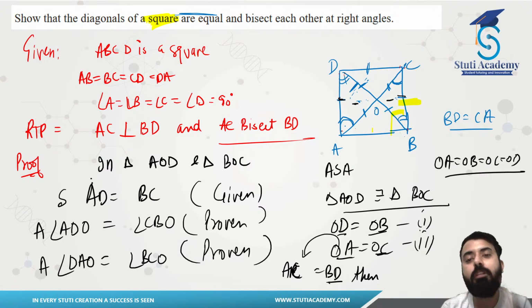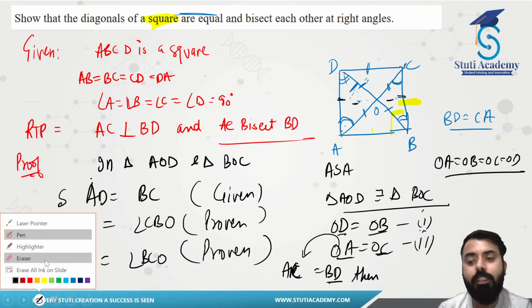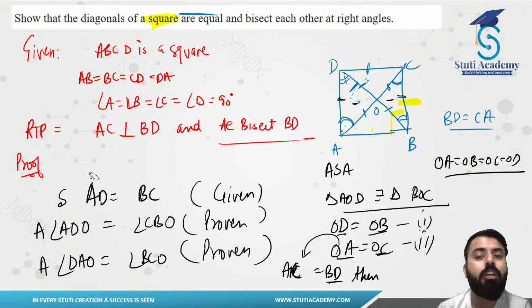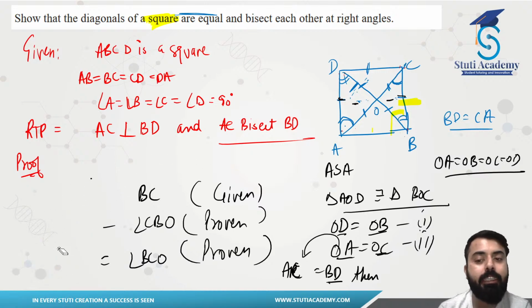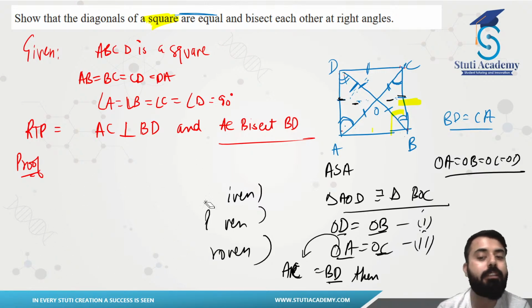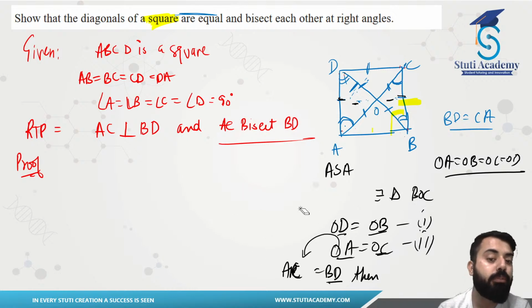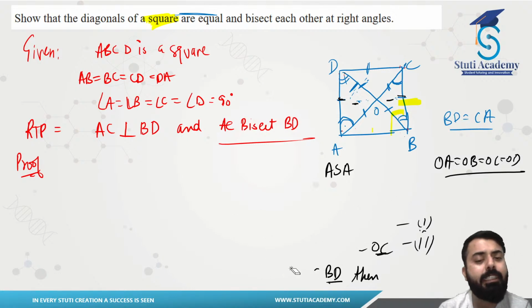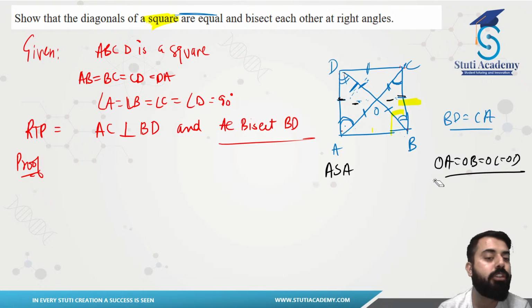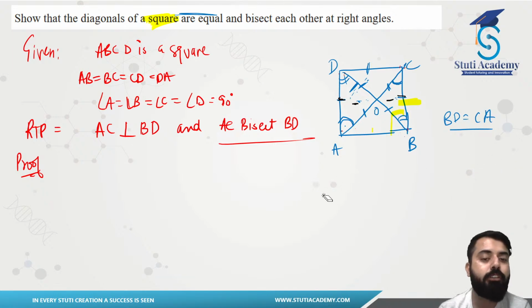Now we just have one more step left in which we are going to prove that they are bisecting each other at 90 degrees. So for that case, we just have to take two adjacent triangles for this one. Now choice is yours. You can take any two triangles because we have the parts that we are going to use to prove them congruent. So you can take any two pair of adjacent triangles. Choice is yours. But if you ask me, I will be taking these two triangles right here.